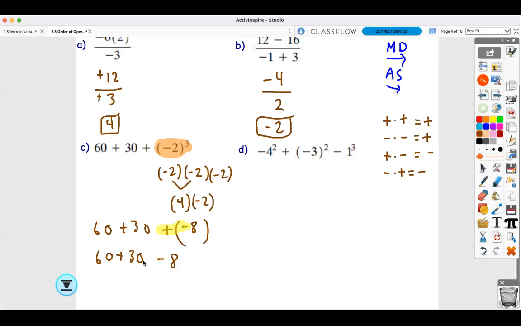Okay, now we add and subtract from left to right. 60 plus 30 is 90. And then we do 90 minus 8, which is 82, and we are done. What questions do we have with letter C?